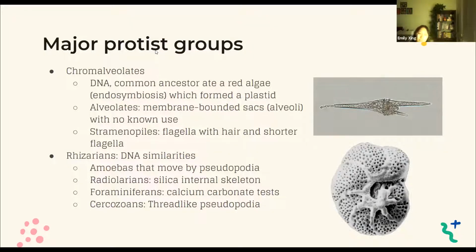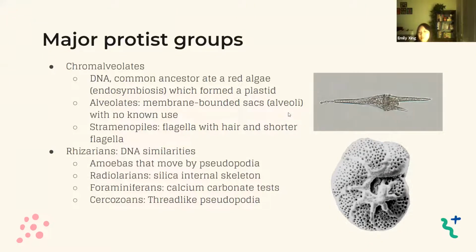And then the second major group of chromalveolates are stramenopiles. They have 2 flagella. One of the flagella is really long and has hair, and then the shorter one doesn't have hair. So it's kind of whack.